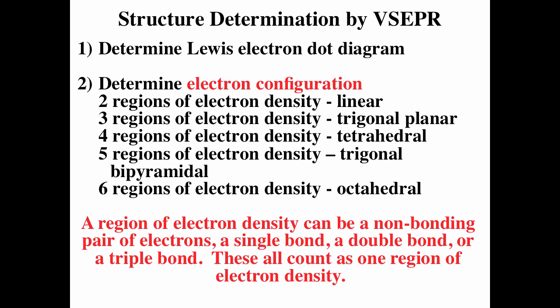Now, this is really a pretty easy step. If you have two regions of electron density, then the electron geometry is going to be linear. If you have three regions, it's going to be trigonal planar. 4 regions, tetrahedral. 5 regions, trigonal bipyramidal. 6 regions will be octahedral. Now, octahedral, the oct comes from the 8 sides, and if you have 6 regions of electron density, you can imagine it forms an 8-sided object. But again, a single region can be a lone pair, a single bond, double bond, or a triple bond. And so determining electron geometry is really pretty straightforward. Just count the number of regions around that center atom, and that will give you the electron geometry.